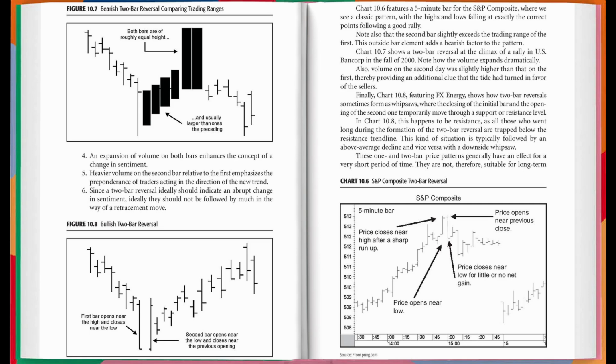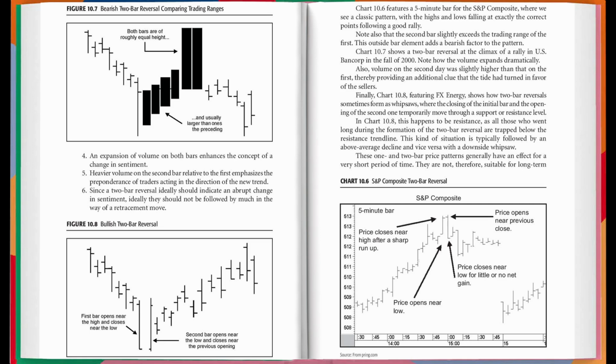Chart 10.7 shows a two-bar reversal at the climax of a rally in U.S. Bancorp in the fall of 2000. Note how the volume expands dramatically. Also, volume on the second day was slightly higher than that on the first, thereby providing an additional clue that the tide had turned in favor of the sellers.